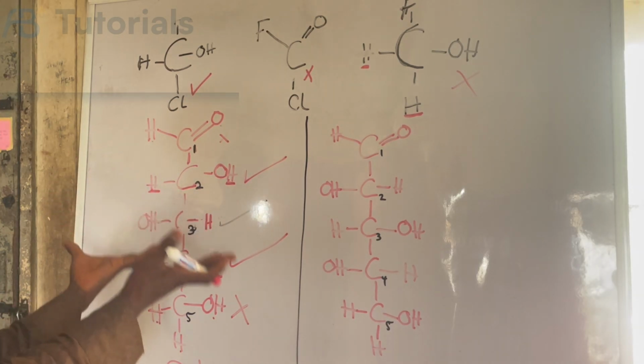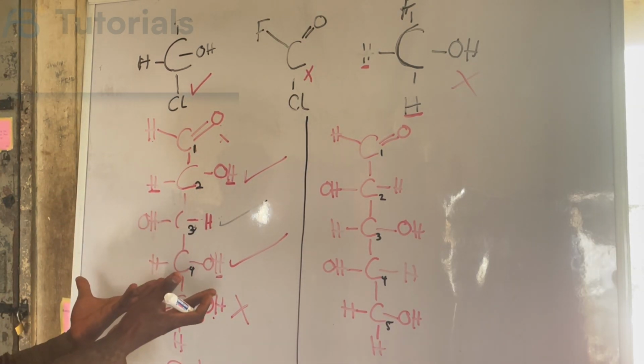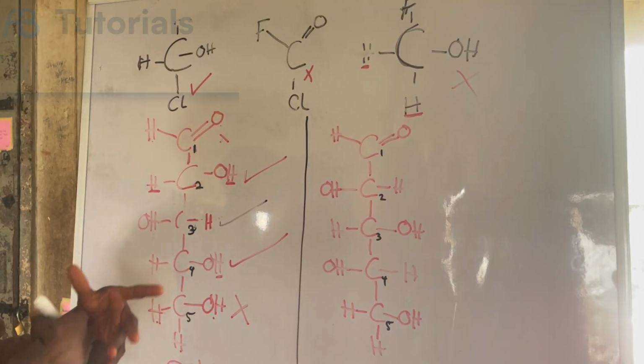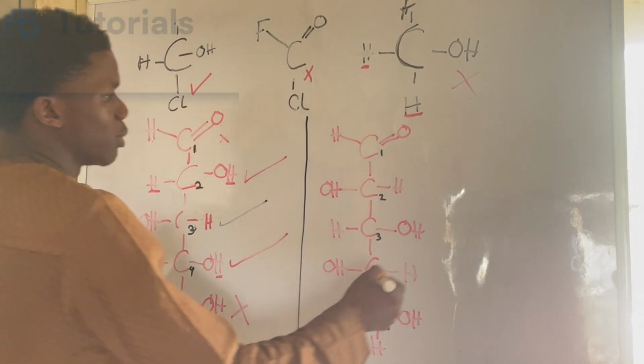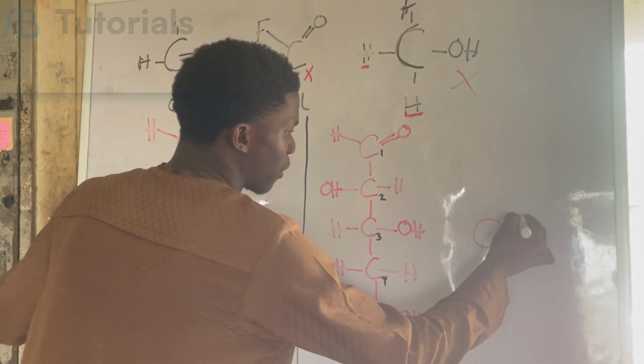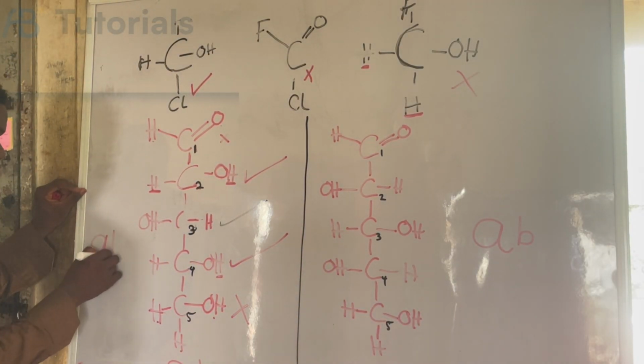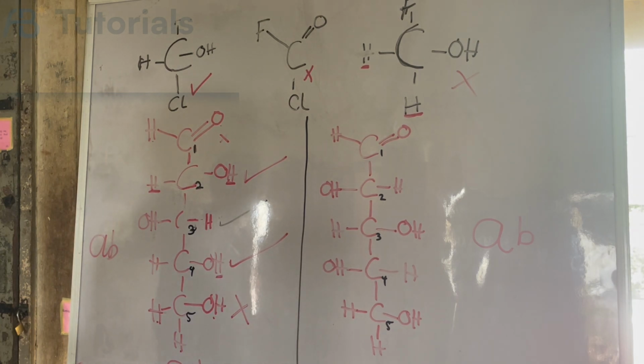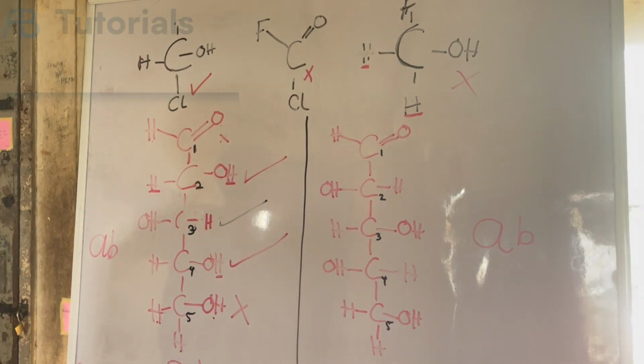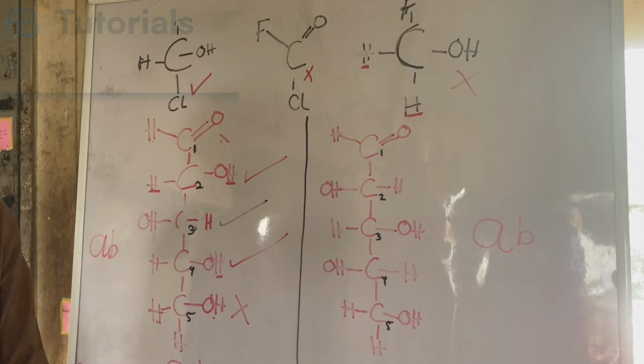So this is a random compound, a random carbohydrate. So let me just give it a random name. Let me call this AB because they are the same. I will call this AB, and I will also call this one AB. But what type of AB is this? What type of AB is this? We have to differentiate. So what we do use is that we do look at the last chiral carbon.